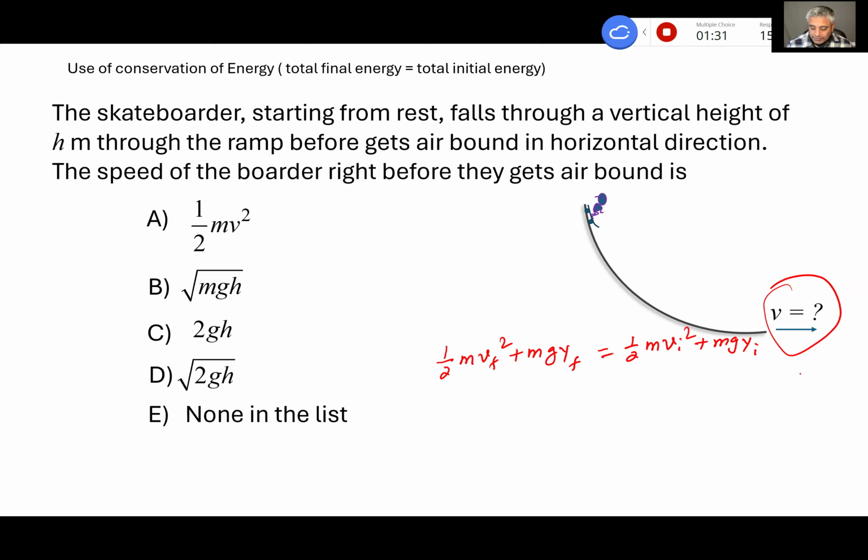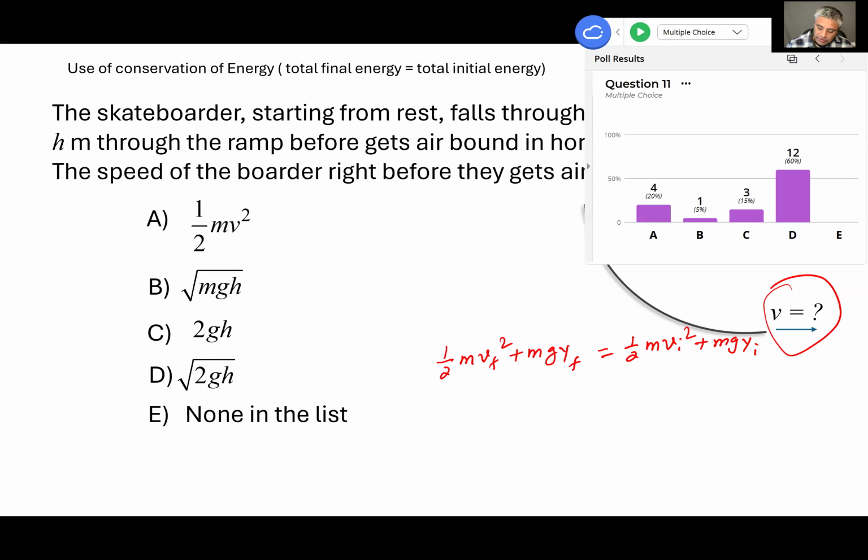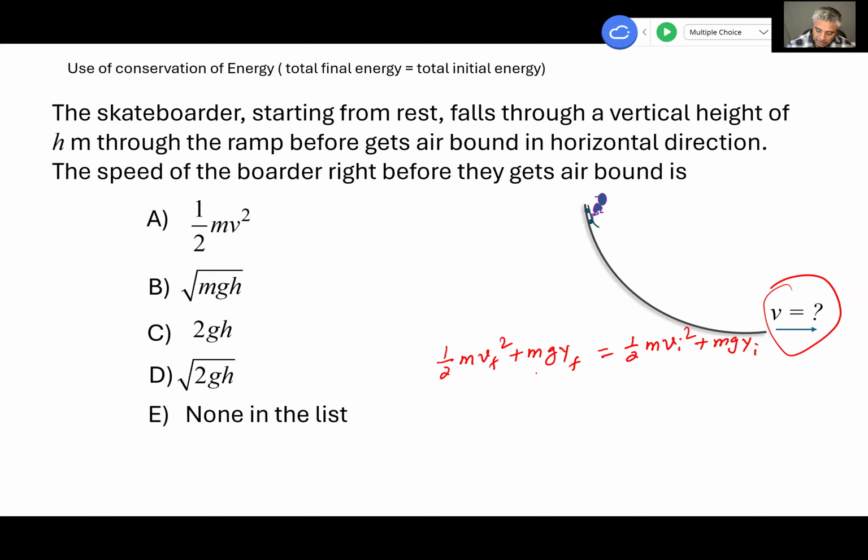Thirty more seconds. And 5 more seconds. 5, 4, 3, 2, 1, and it stops. Okay. So let's see what we got here. So mostly D. I'm guessing that is the correct answer. But let's take a look.